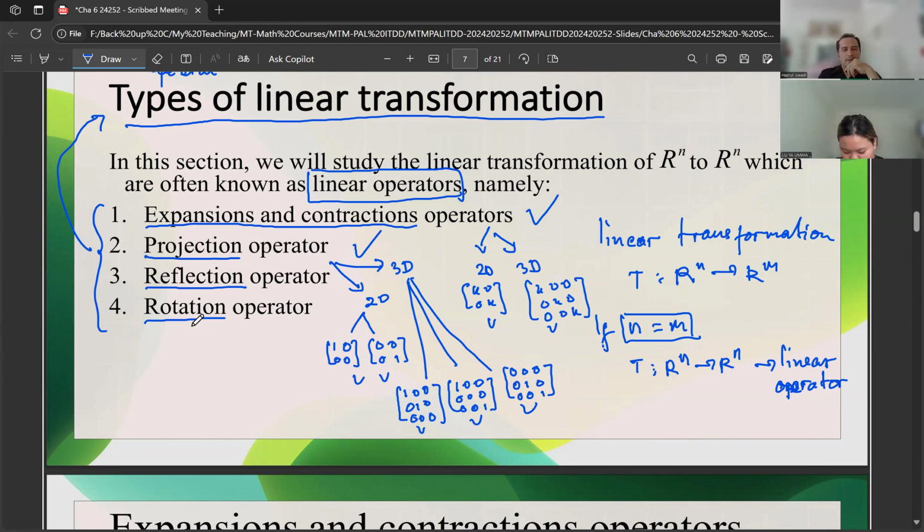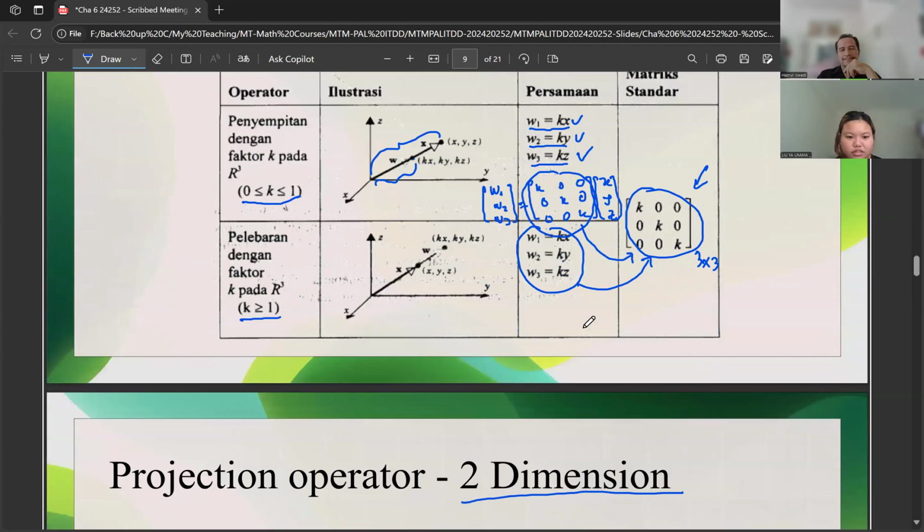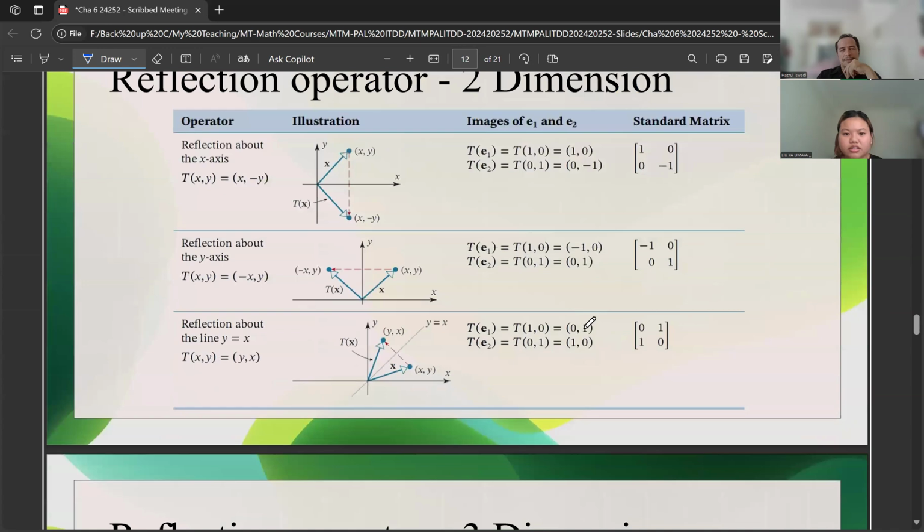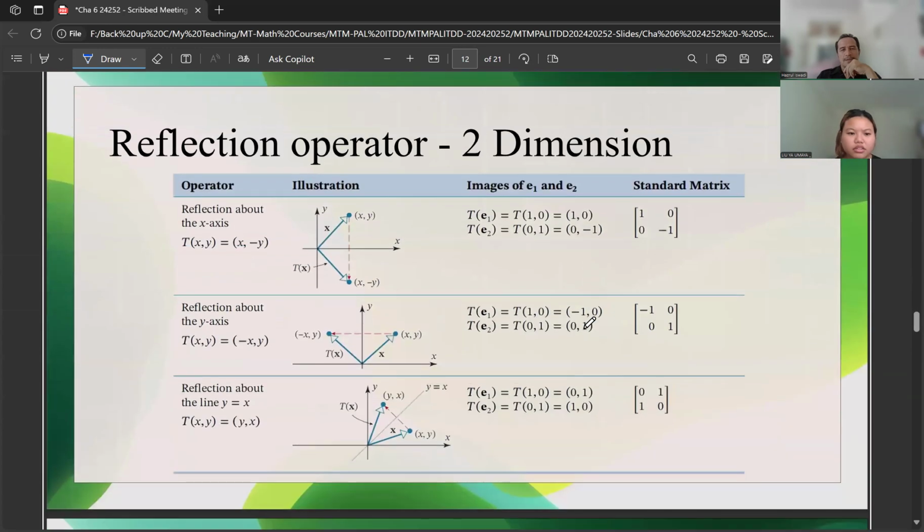Okay, now we will talk about reflection. This is a reflection also, reflection in two dimensions and three dimensions. This is reflection in two dimensions.